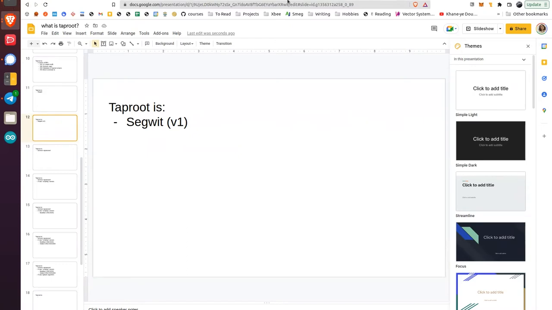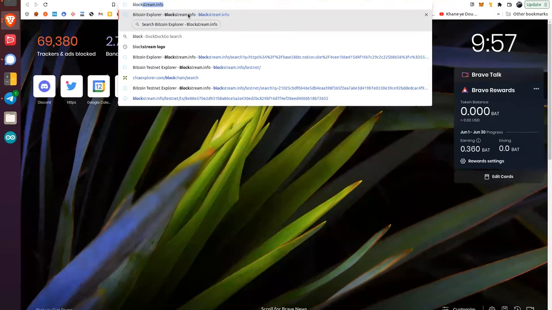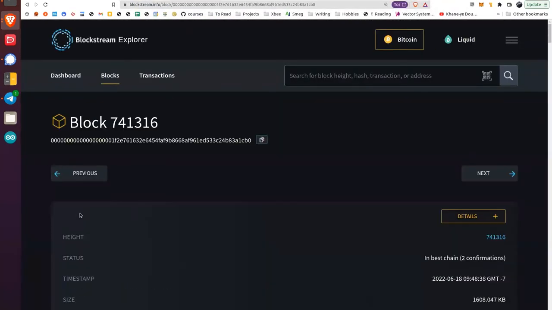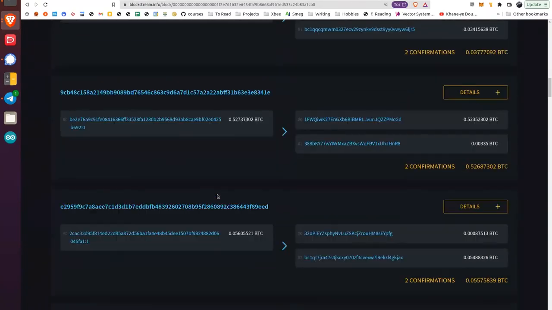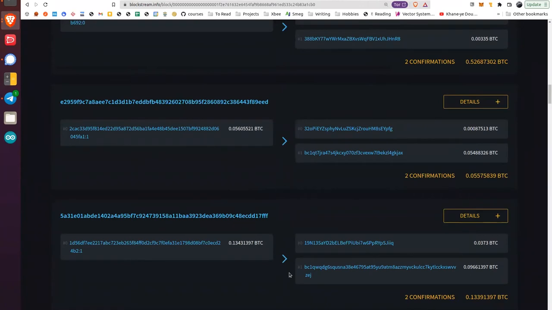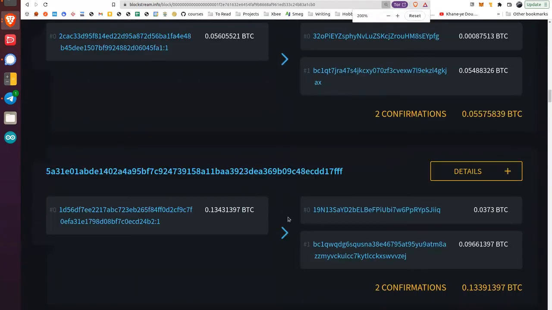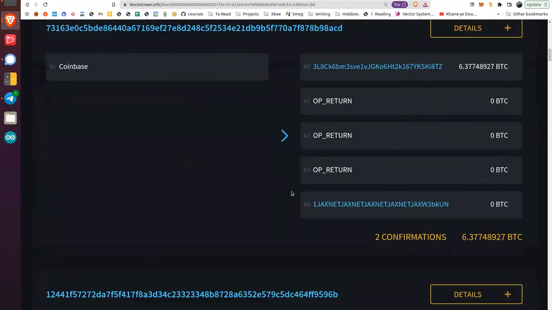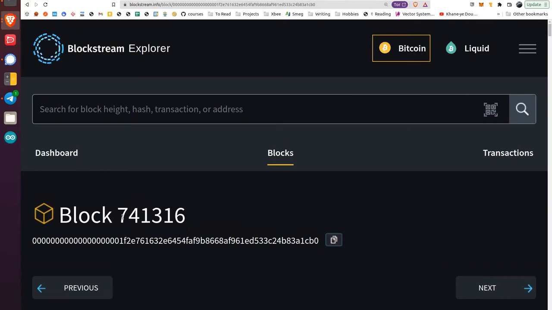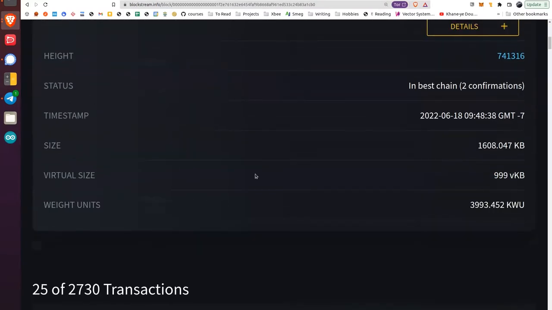Let's go to the blockchain. That's always a solution to our problems. Let's go to the block explorer. Am I going to be able to do this live? Let's find out. Okay, so let's go find a SegWit script. Great. So does anyone know what I just did? I went to blockstream.info and I found a block, block number 741316.